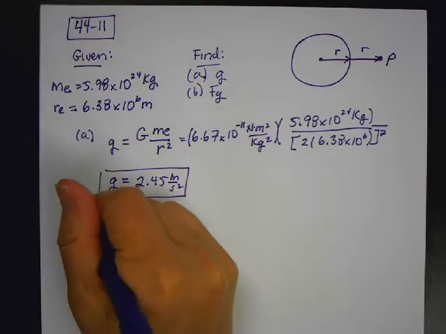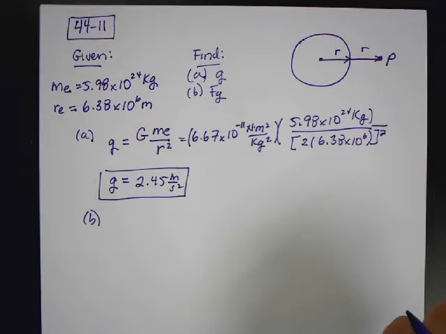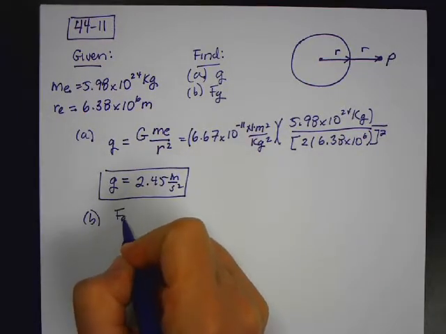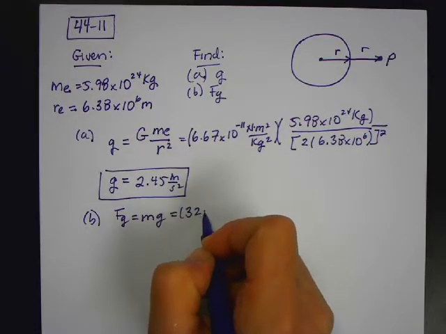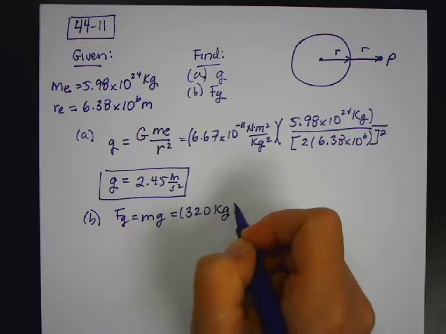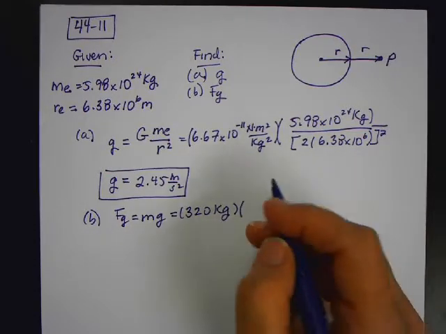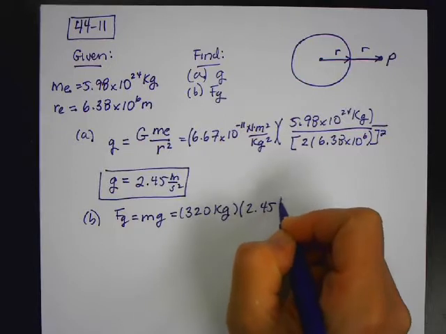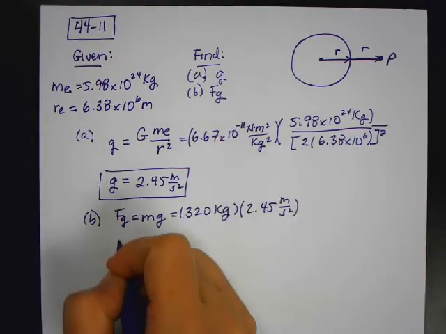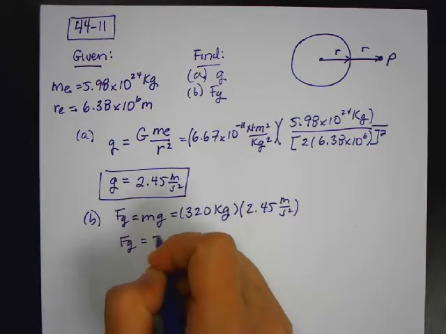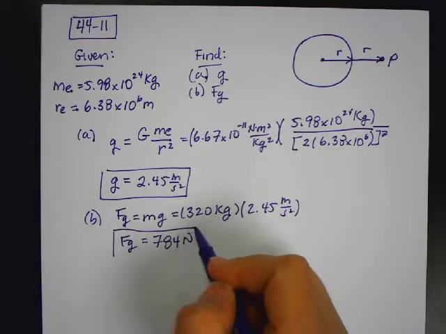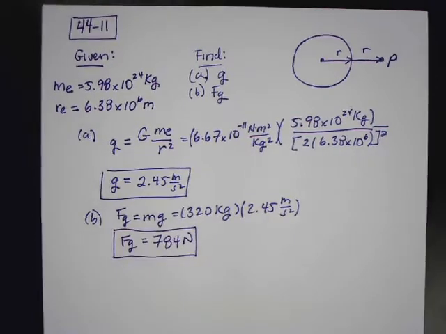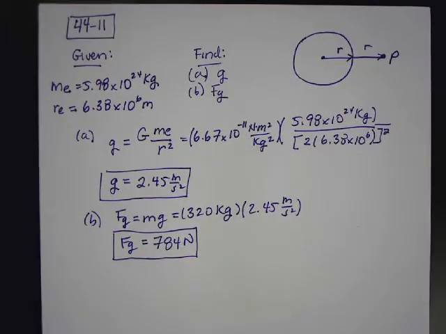All right, part B, it says determine the weight of a 320 kilogram mass. So weight is mass times gravity. So it's just 320 kilograms times 2.45 meters per second squared. So when I do all this on my calculator, it comes out to be 784 newtons. And that's it. And, you know, all of these are relatively straightforward.